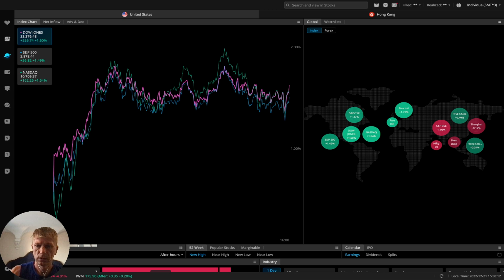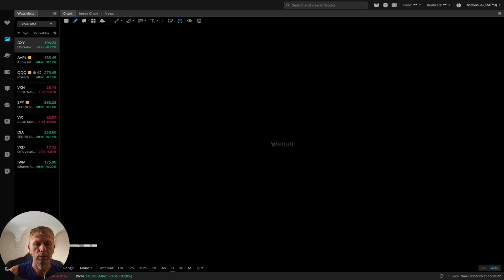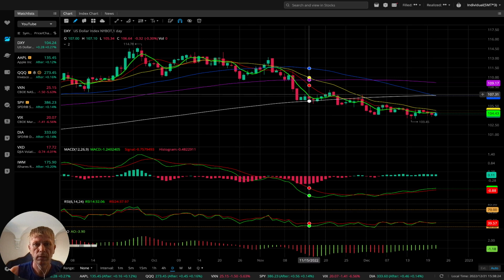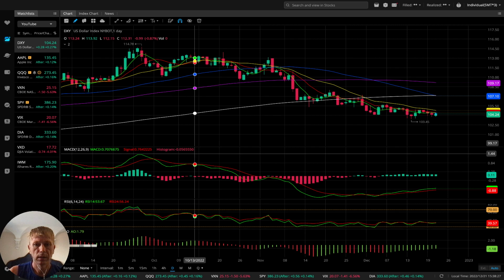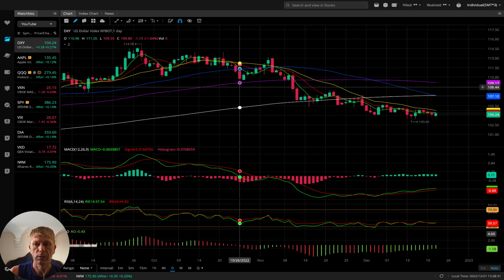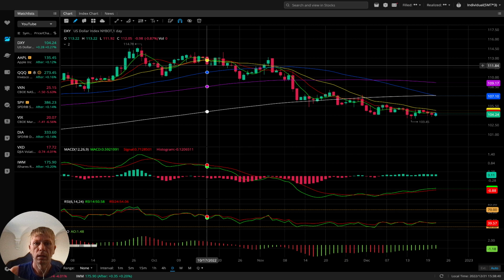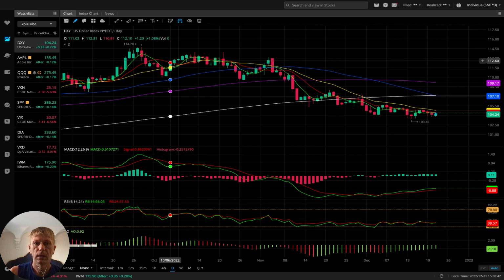Okay, let's move to our watch list. Let me tell you about my setup quickly. For my technical analysis I'm using moving averages and 3 indicators. Moving averages: white line is MA 200, purple line is MA 100, blue line is MA 50, yellow line is MA 20, red line is MA 10, and green line is MA 5.